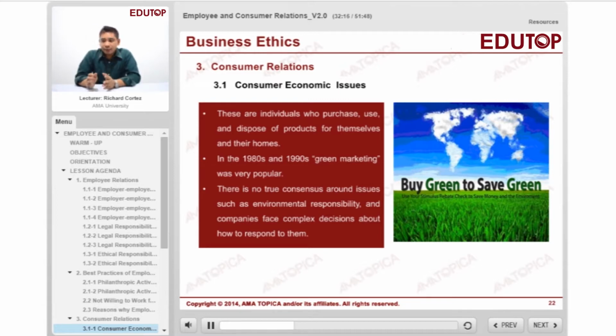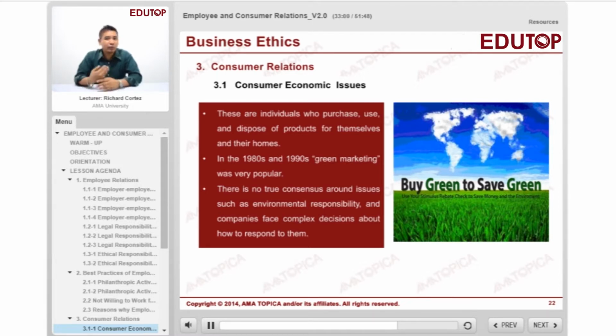And for example, in the 1980s and 1990s, green marketing started, and it was very popular. Until today, consumers want to patronize products of companies that are environmentally friendly, or companies that are green. It means taking good care of the environment. Okay, and there is no true consensus around issues such as environmental responsibility, and companies face complex decisions about how to respond to them. So if the company is environmentally responsible, the customers want to patronize the product.